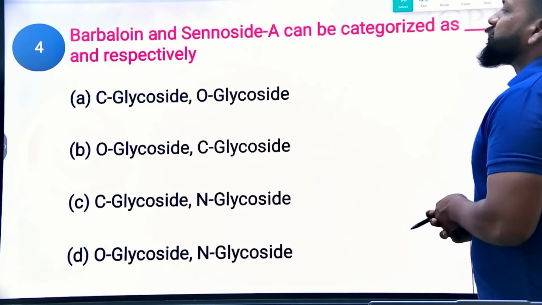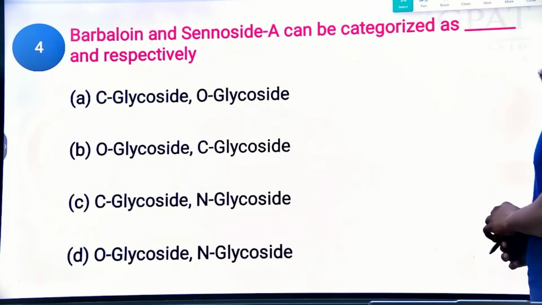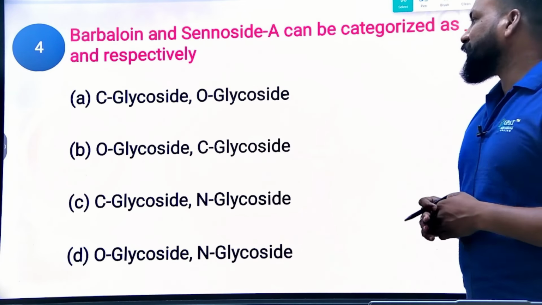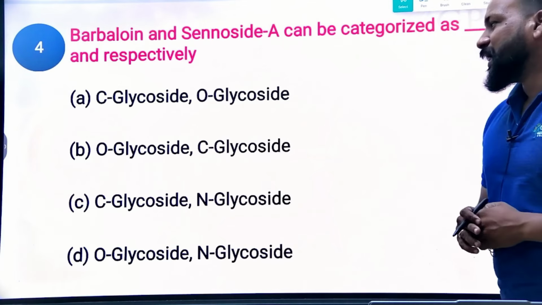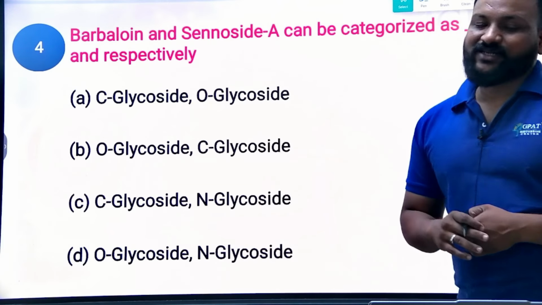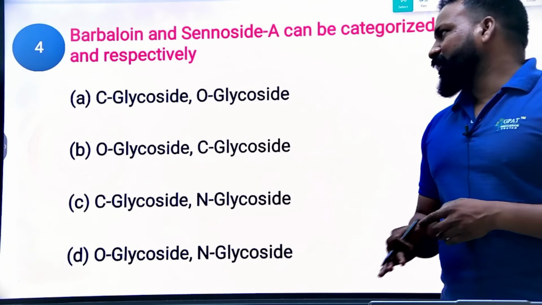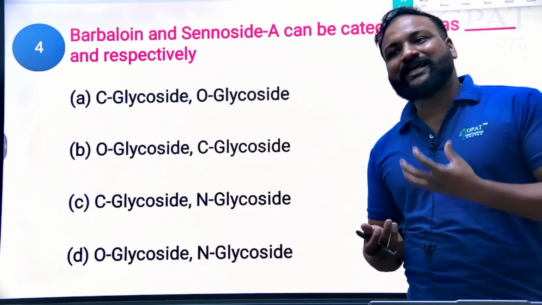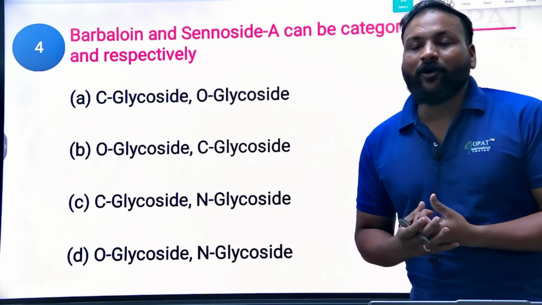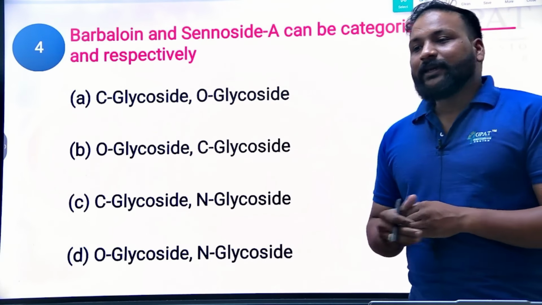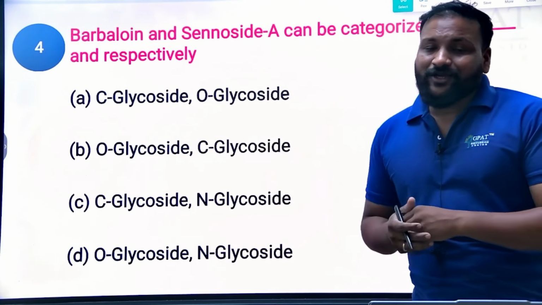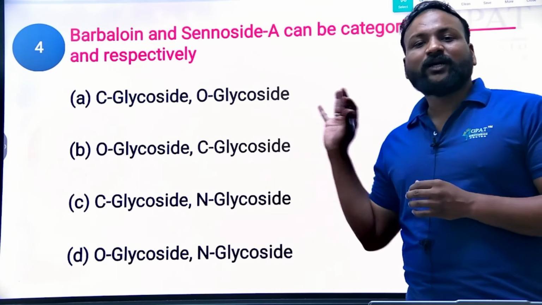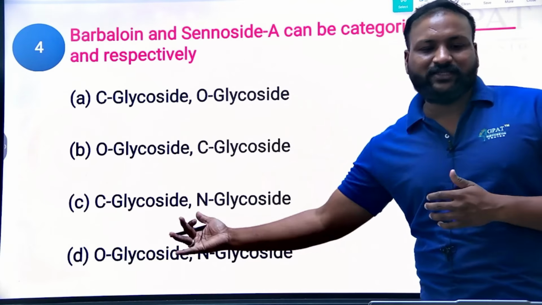Next question: barbaloin and sennoside A can be categorized, respectively, as C glycoside, O glycoside; O glycoside, C glycoside; C glycoside, N glycoside; and so on. Already I told you the glycoside linkages: sulfur, oxygen, carbon, and nitrogen. These are the atoms which can create the glycoside bond. Based on the glycosidic linkage, we have also categorized the drugs.